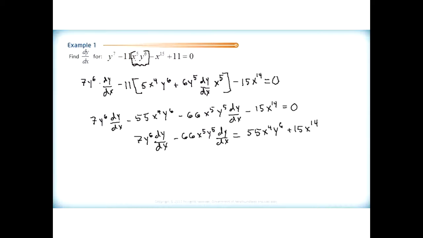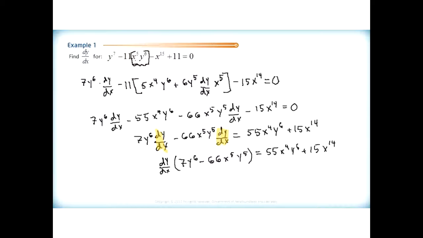So the reason we do that is because you'll notice that every term on the left, like we said, will now have a dy by dx in it. And since they all have dy by dx in them, that's actually a common factor of every term over here. And this is what allows us to separate the derivative, dy over dx, from all the other garbage that we have floating around here. So I'm going to remove the dy over dx as a common factor now. And what's left in each of the terms when I divide it out will be 7y to the power of 6 minus 66x to the power of 5, y to the power of 5. And then that's equal to 55 x to the power of 4, y to the power of 6, plus 15 x to the power of 14.